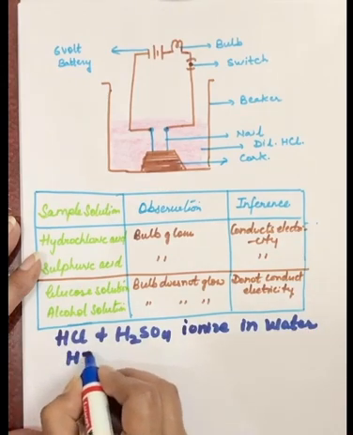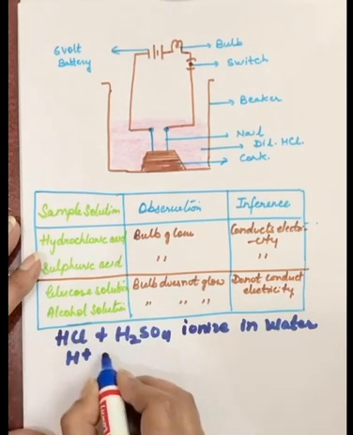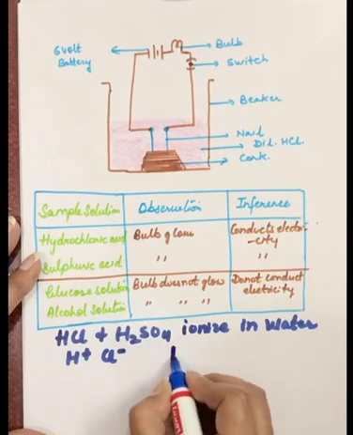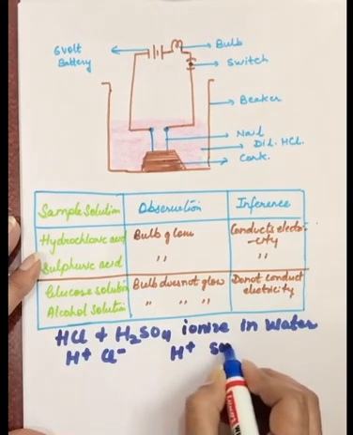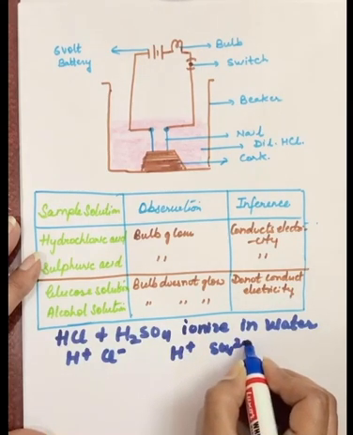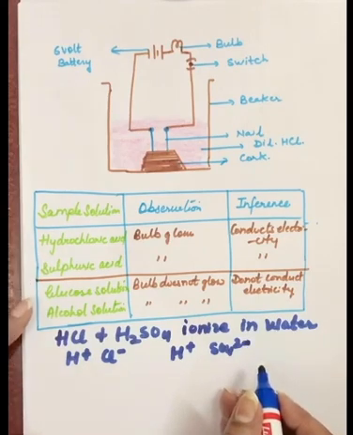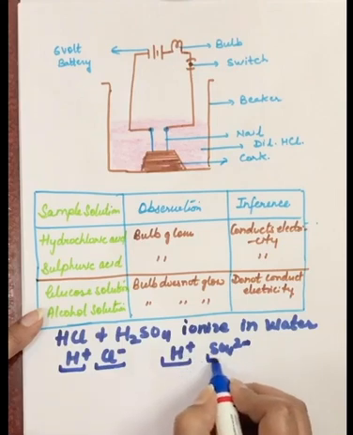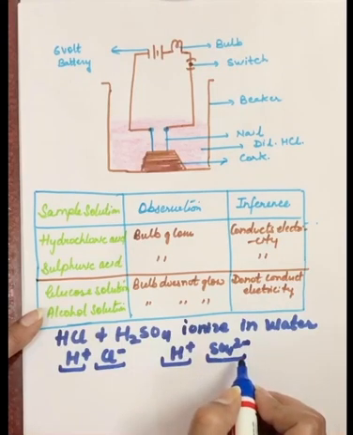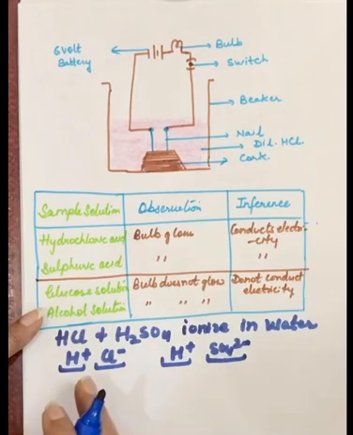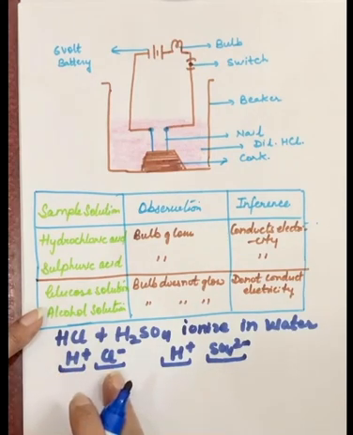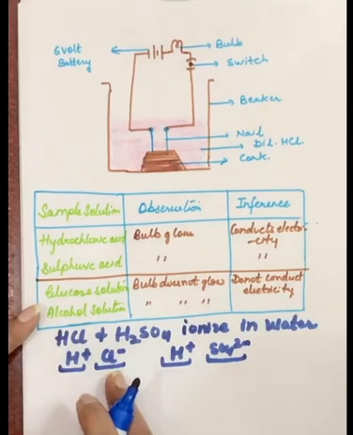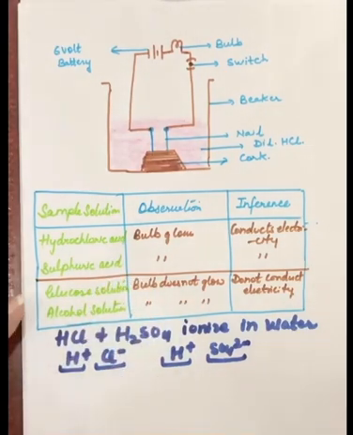Which ions? H plus ion and Cl minus from HCl, and from H2SO4, H plus and sulfate ions will form, which make acidic solutions conductors, because I told you the conductors of electricity here are ions. If ions form, then only that substance will be a conductor. So because they are breaking up into ions, this makes the acidic solutions conductive in nature. Like HCl.